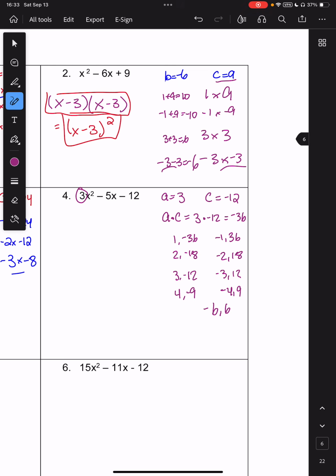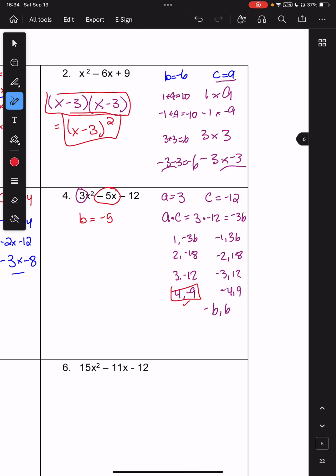So what I like to do with this is we have our values here, and we incorporated our a and c, but now we need to find something that adds up to our b. So take a second. Which one of these adds up to our b? When we add each of these together, is it 1 minus 36? Nope, that's negative 35. 2 minus 18? Nope, that is negative 16. 3 minus 12? That's negative 9. 4 minus 9? Yep, that's negative 5.